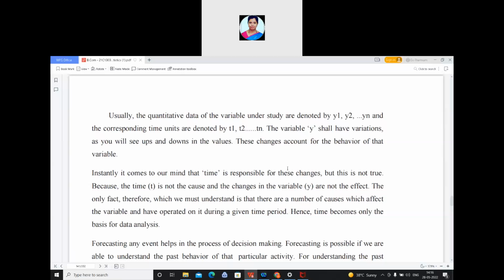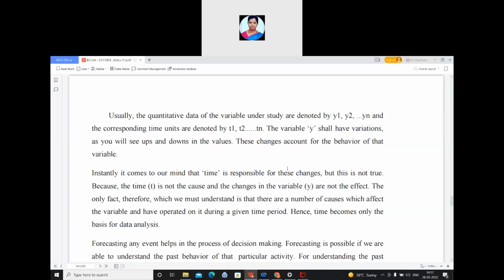Instantly it comes into our mind that time is responsible for all these changes. But it is not true, because time is not the cause of the change of the variable. The only fact we must understand is that there are a number of causes which affect the variable, and they operate on it during a given time period. Hence time becomes only a basis for the analysis.